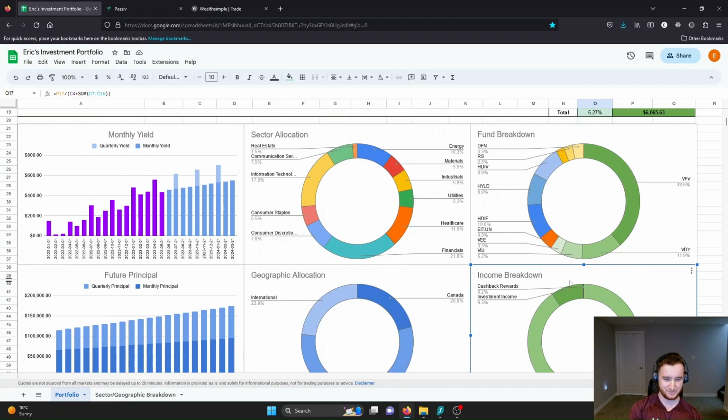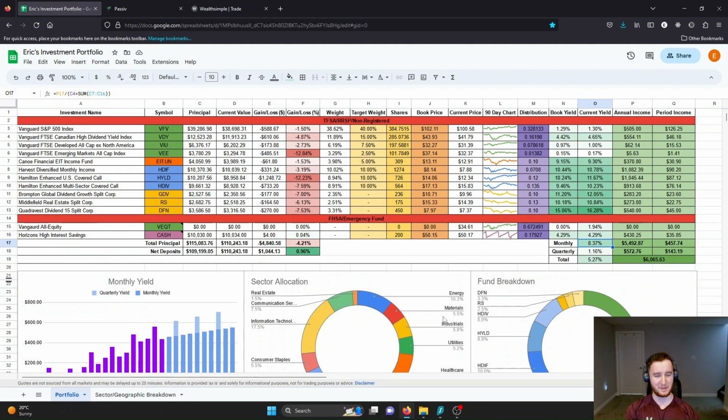And then there's a tiny sliver for cashback rewards, I believe, and savings interest. That's just my savings account in Tangerine. They're so minuscule, it barely makes a dent though. But yeah, I do count it in there.